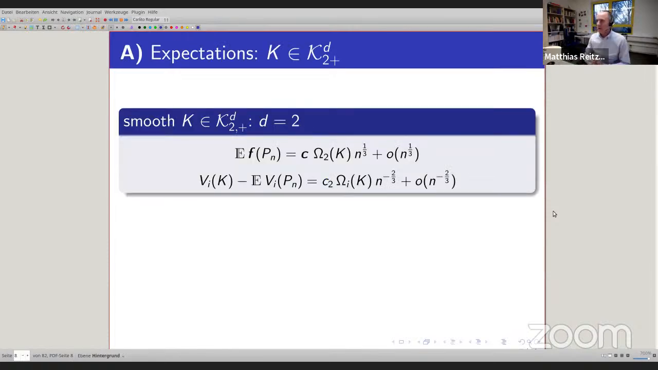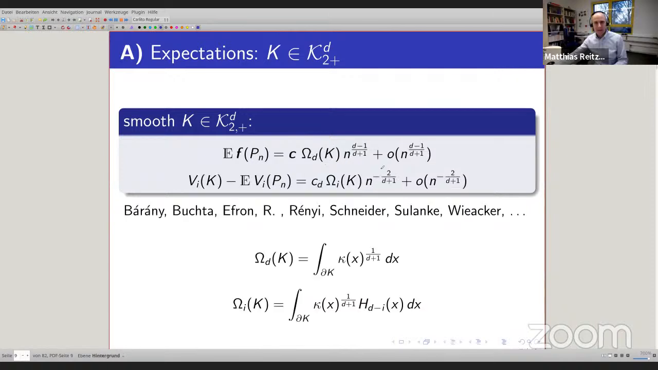First, mean values. This is something we already did yesterday. We started yesterday with computing the expected number of vertices and edges, and it turned out this was n to the power 1/3 times a constant. And here I have written the constant explicitly. The explicit constant is some kind of omega_2 of K. I will define it in a moment, but you already know this. And then we have yesterday already computed by Efron's equality that the volume, so if i is equal to d here, then it's just a two-dimensional volume, so the area, how this behaves, and this was n to the power -2/3.